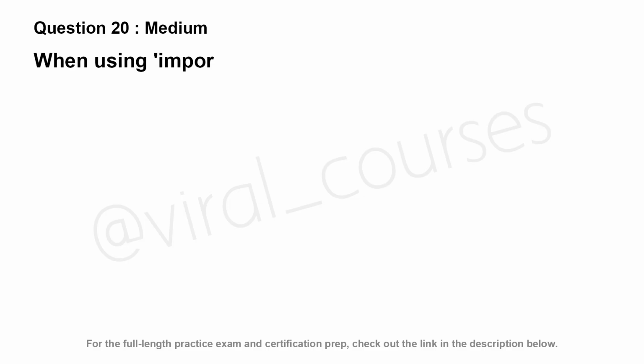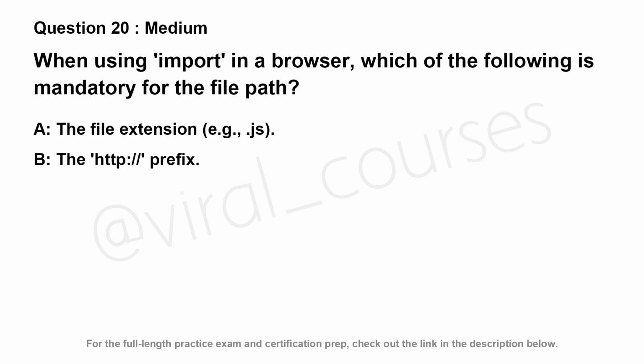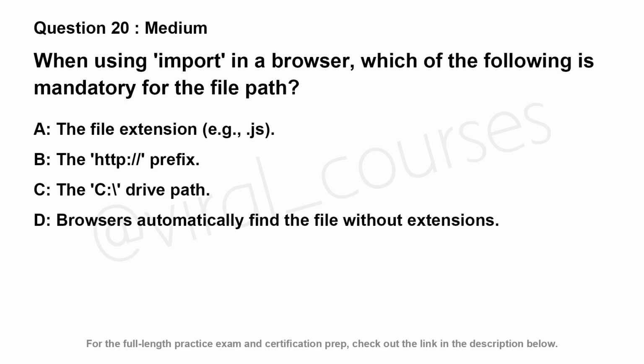When using import in a browser, which of the following is mandatory for the file path? Option A. The file extension, e.g., .js. Option B. The HTTP prefix. Option C. The C drive path. Option D. Browsers automatically find the file without extensions.